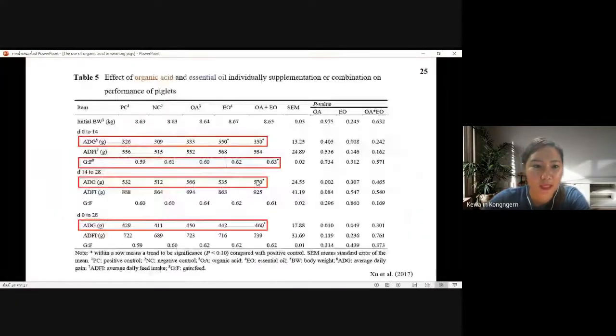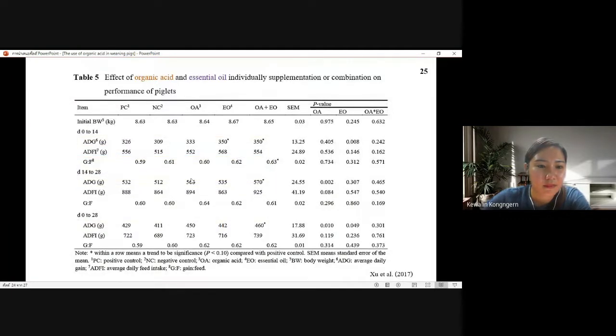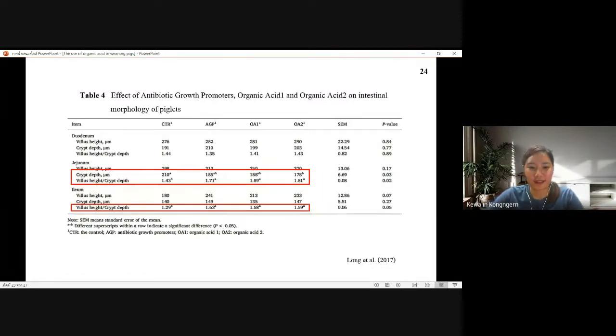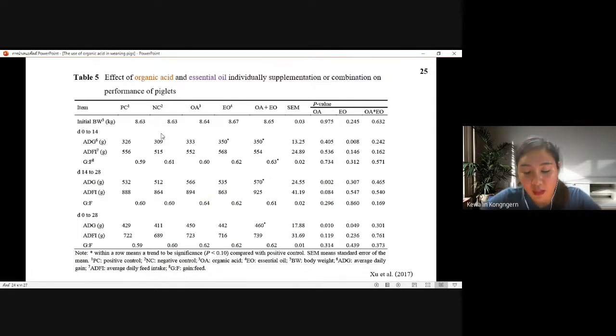In my opinion, when the pig doesn't have good health, it cannot eat as much feed. If the organic acid gives good health to the pig, maybe it increases the feed intake of the pig.